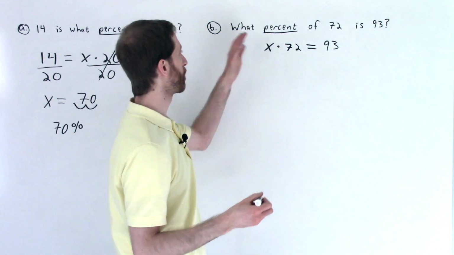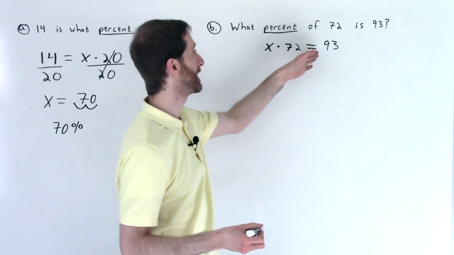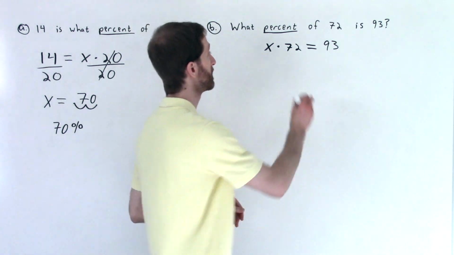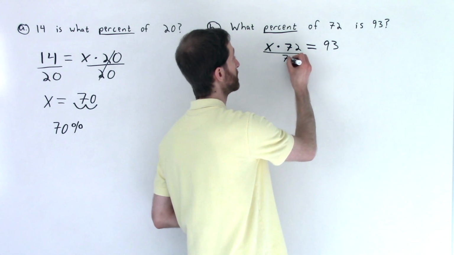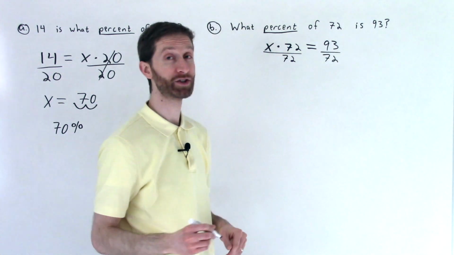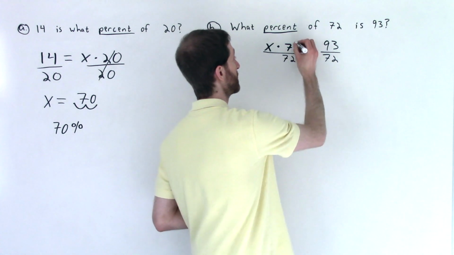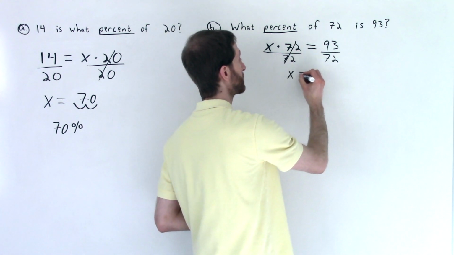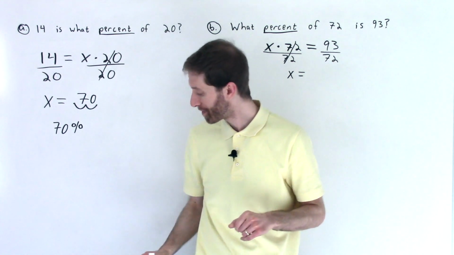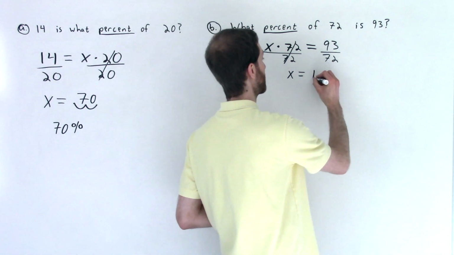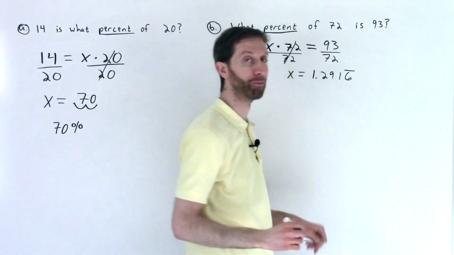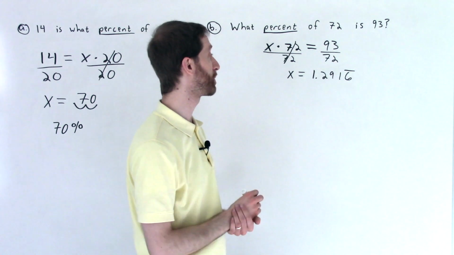So now again, we had what percent of 72 is 93. So we're going to solve this by undoing multiplication by 72, by dividing both sides by 72. And then when I divide both sides by 72, I'm going to get one heck of a gnarly decimal. This cancels out. I get x is equal to, and I've got that decimal off to the side right here, 1.2916 repeating. Oh my goodness. So how do we convert that into a percentage?